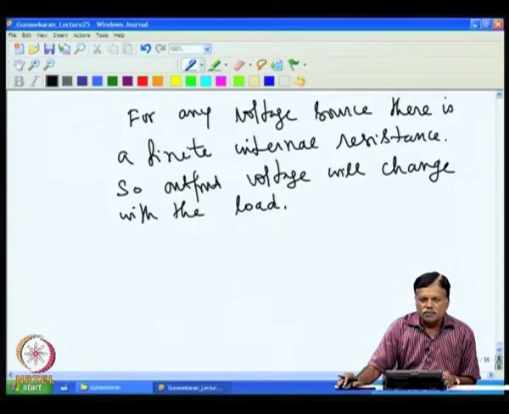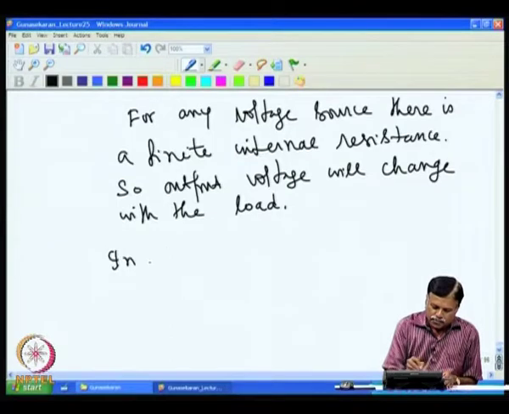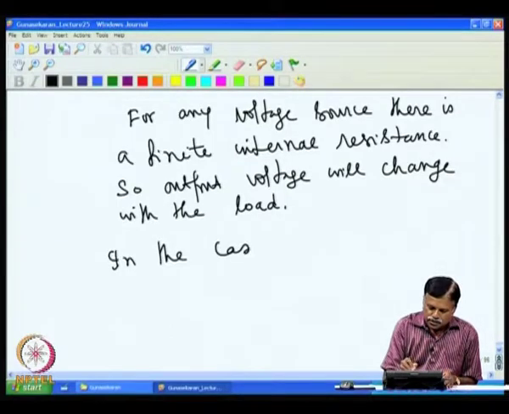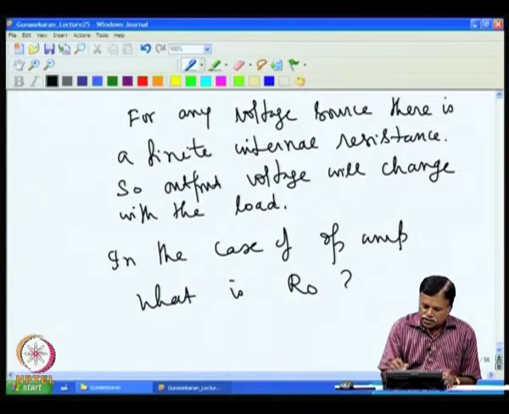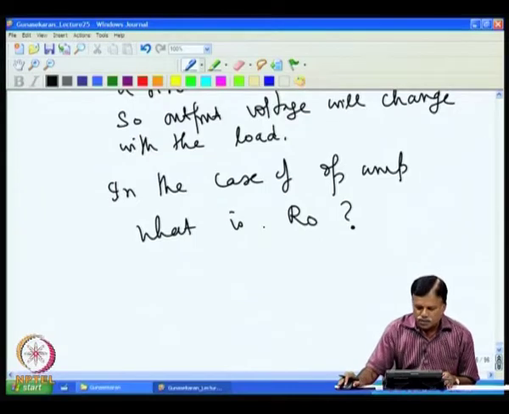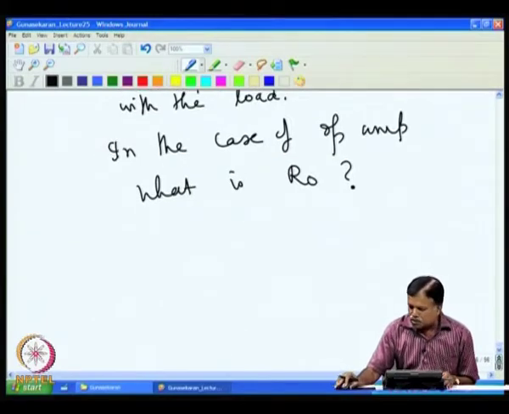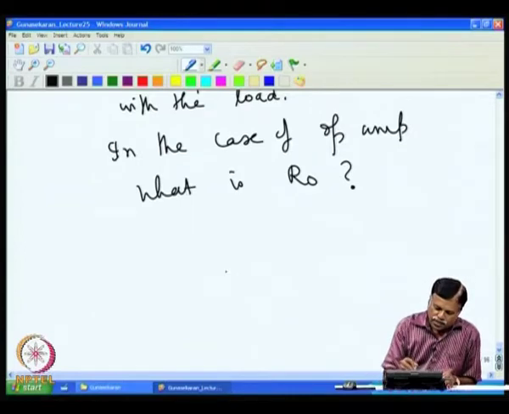The question is how much is the change. So, in the case of an op amp, what is R naught, the internal resistance? That is the question actually, and then why should it change with the load, and also why does it change with the gain, and what is R0? We can look at this carefully in the following manner.